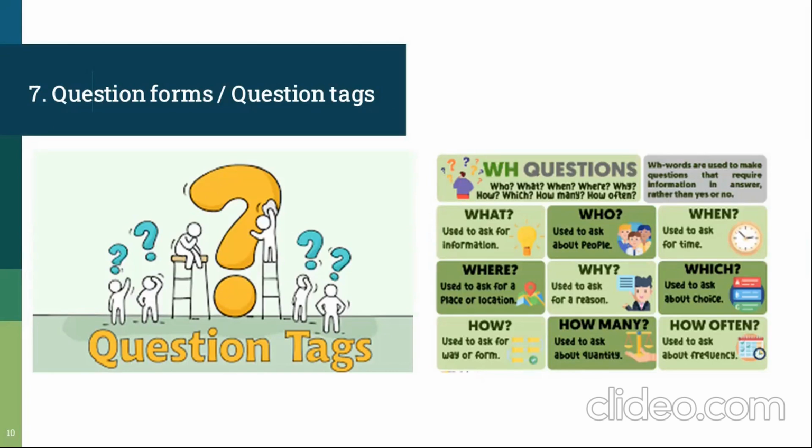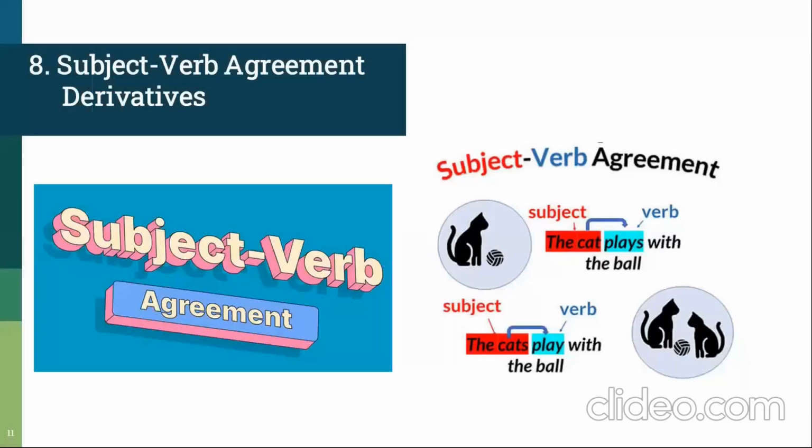And question tags play an important role in informal speaking. When you write dialogues, question tags are going to help you. So this is one of the grammatical items in your syllabus. Then further, another grammatical item is subject-verb agreement or derivatives.